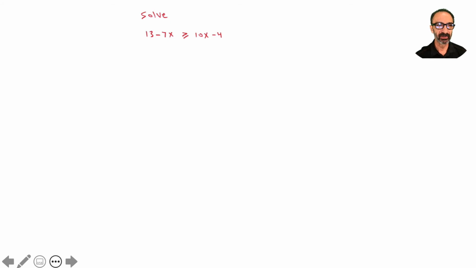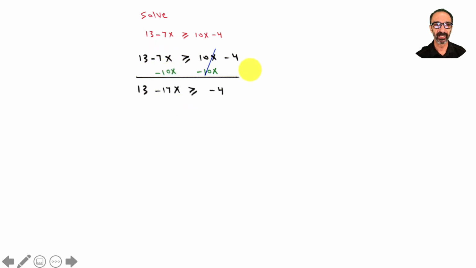Now let's talk about inequalities with variables on both sides. I have -7x on the left and 10x on the right side. We're going to move them to one side. Let's get rid of the 10x. It doesn't matter which one, but let's subtract 10x from both sides. As you can see right here, this cancels, and I have minus 17x when you combine them. 13 goes down and -4 goes down.